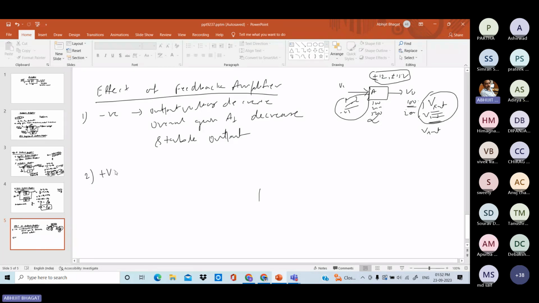Next is the effect of positive feedback amplifier. पॉजिटिव फीडबैक में क्या हो रहा है, देखो। पॉजिटिव फीडबैक क्या करता है, your output voltage increases. जो आउटपुट वोल्टेज है, वो इंक्रीज करता है. सेकंड क्या करता है, ओवरऑल गेन और your Af it is also increased.